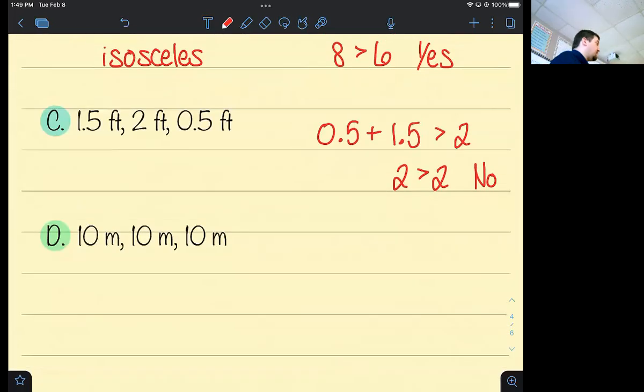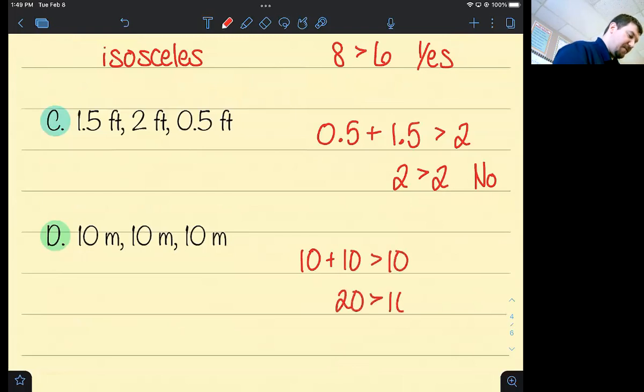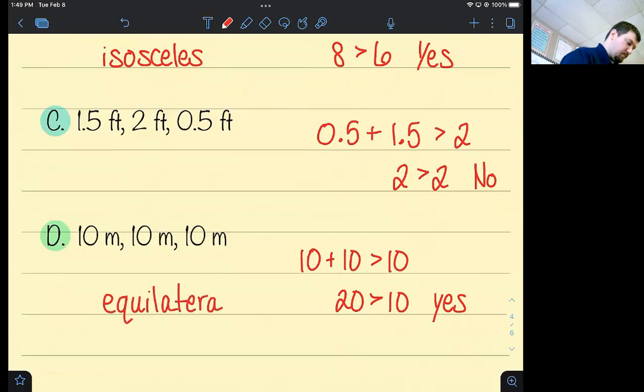The last one, 10, 10, 10. Lizzie, what are the two small sides? Okay, what's 10 and 10 add up to, Lizzie? Is 20 larger than 10? Again, this obviously makes a triangle. And one step beyond that, Lizzie, what kind of triangle has 3 equal sides? Equilateral. So again, I'm not asking you to show a whole lot of work, but I do want to see that you put more effort into it than just guessing yes or no.